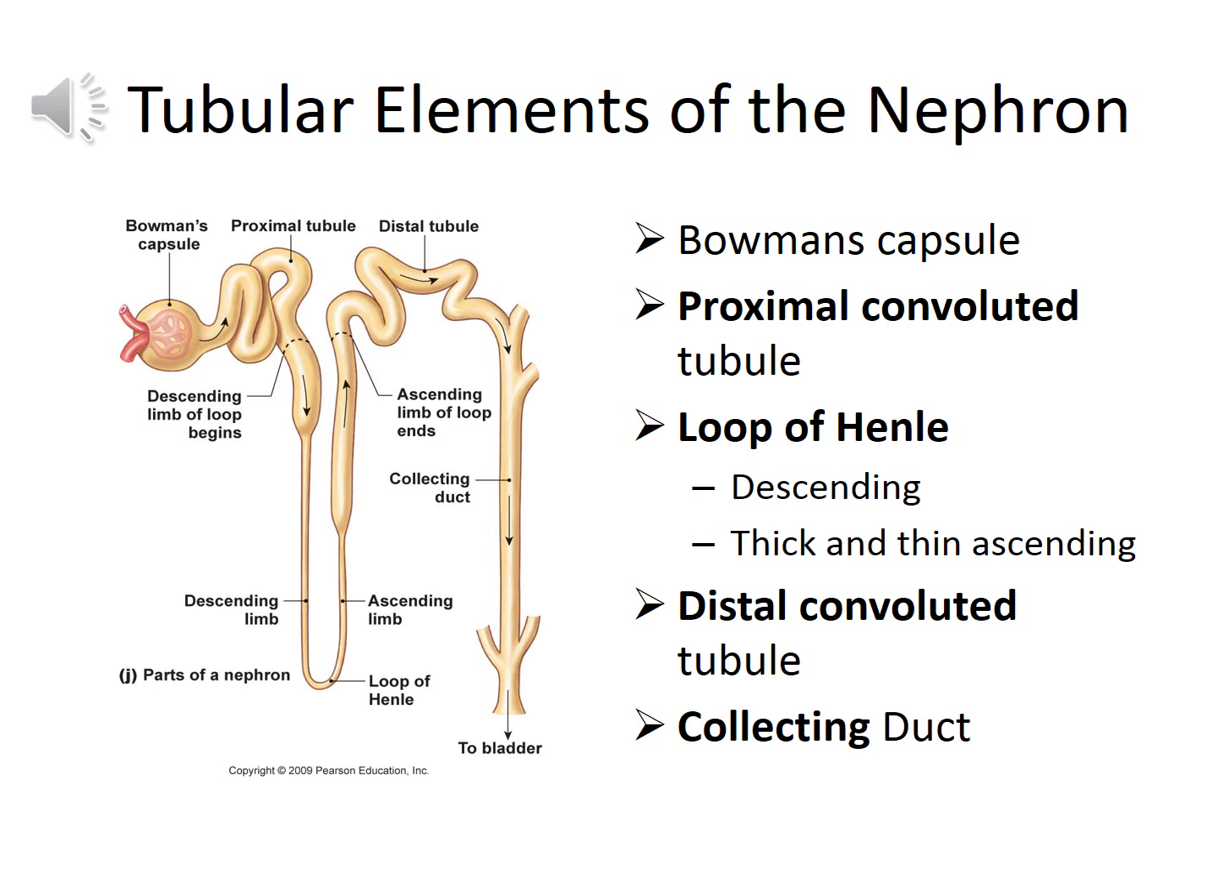It leaves the Bowman's capsule and flows into the proximal convoluted tubule. From there, the proximal convoluted tubule dives deep into the renal medulla, into what we call the loop of Henle. There's a descending loop of Henle and an ascending limb of the loop of Henle. On the ascending limb, we have both a thick and a thin aspect. Again, that's going to be important because we've got different permeabilities as we go through that loop of Henle.